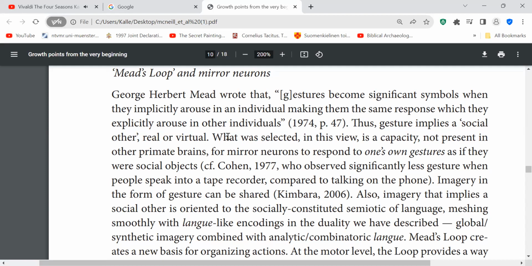Imagery in the form of gesture can be shared. Also, imagery that implies a social other is oriented to the socially constituted semiotic of language, meshing smoothly with language-like encodings in the duality we've described. Global synthetic imagery combined with analytic combinatoric langue and parole.